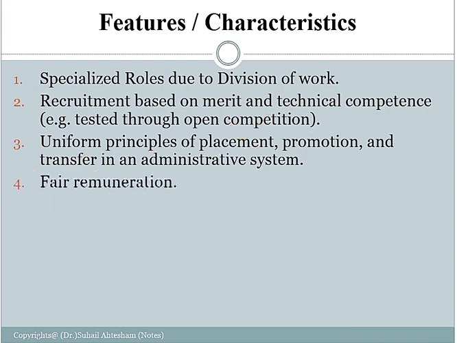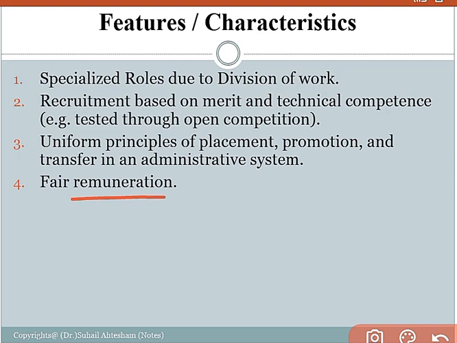Next, fair remuneration. We have to pay the employees and workers according to how much work we take from them and what was decided at the time of recruitment. So there must be a fair remuneration process, and it is also related to payment of bonus, incentives, and other benefits to the employees, if they are applicable.